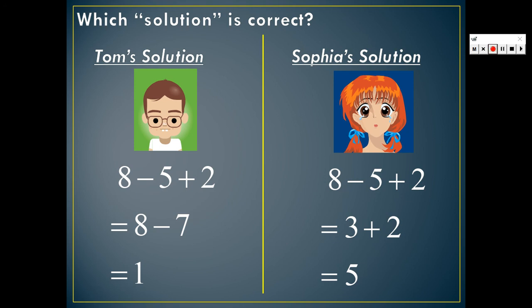Okay, so what Sophia did is she said 8 minus 5 plus 2. She first took 8 minus 5 and got 3, and added 2 and got 5. And which solution is correct? Well, Sophia's correct here. Sophia's done it the right way.